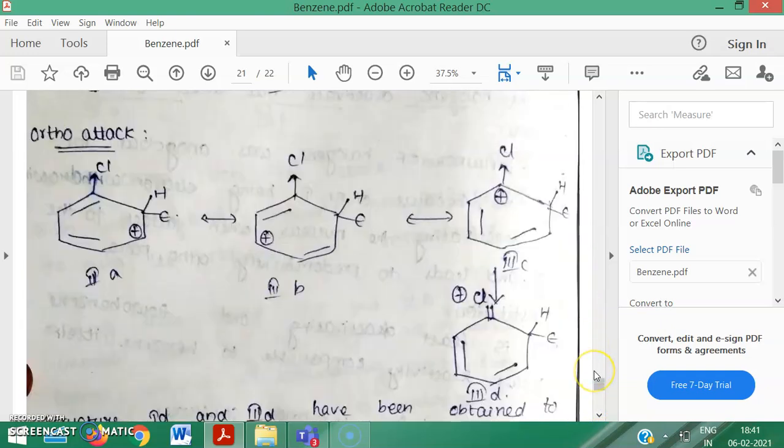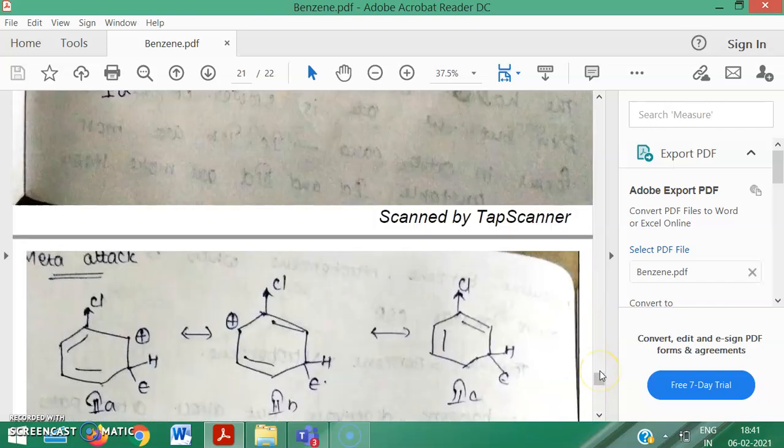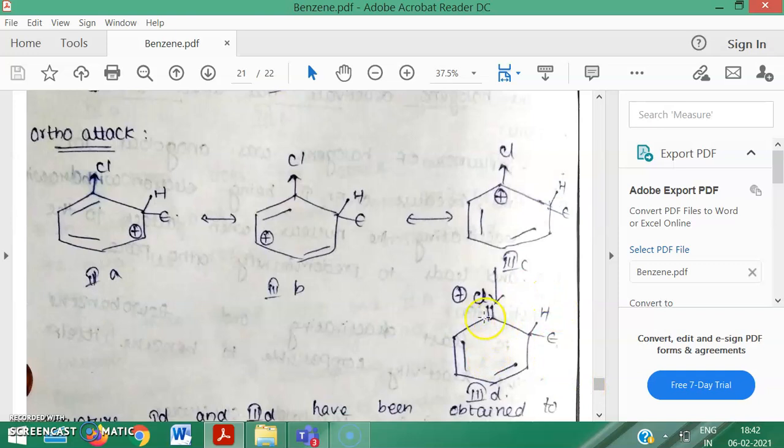Whereas in the meta attack, what happens? Only 3 structures are formed. The positive charge does not come onto this carbon, and chlorine cannot give electrons to this carbon, and it doesn't itself bear the positive charge. This cannot be formed by the meta attack. Only 3 hybrid structures are formed, whereas in the ortho and para attack 4 hybrid structures are formed, and chlorine itself takes the positive charge, giving the stable structure. This resonance structure formation takes place.